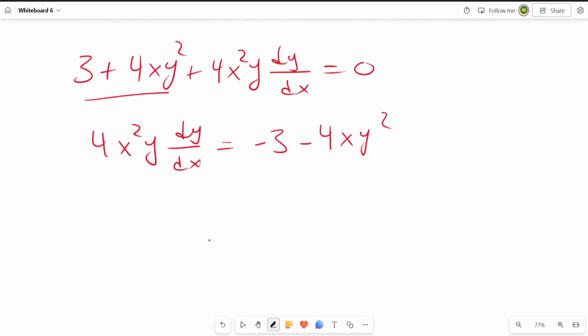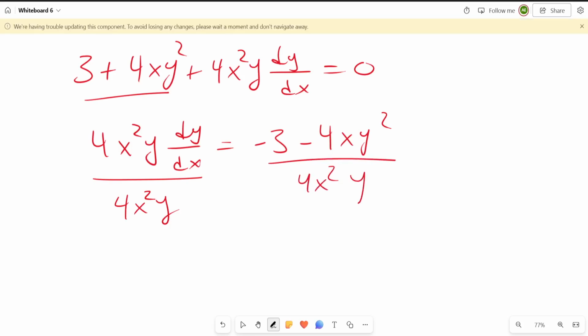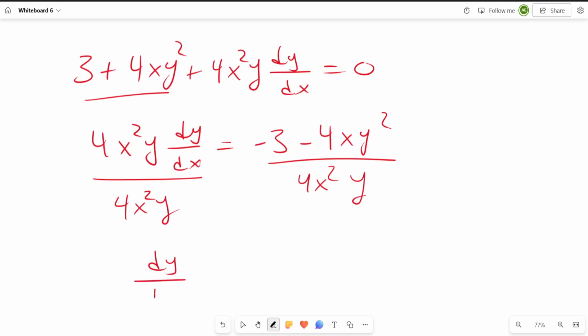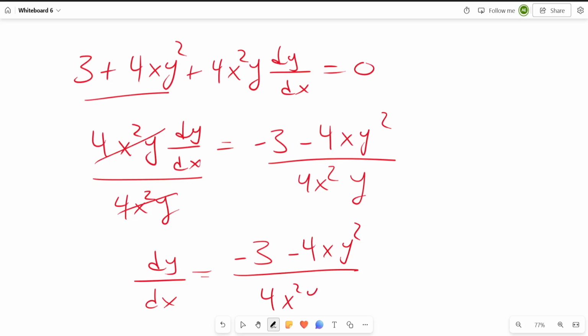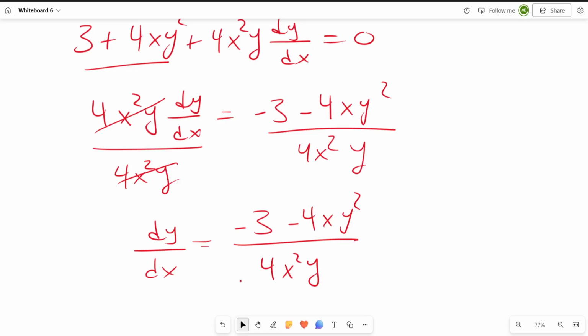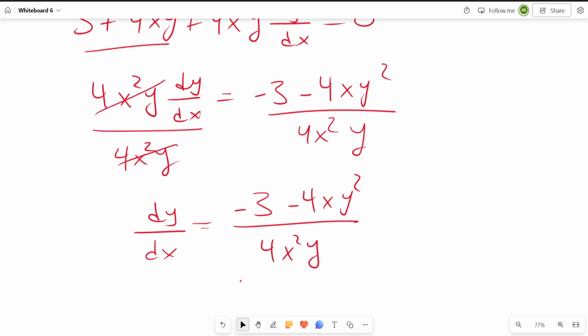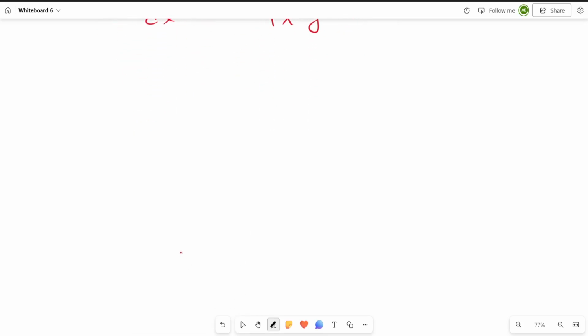I'm going to divide everything by 4x squared y. So dy by dx, these are going to cancel, is going to equal minus 3 minus 4xy squared over 4x squared y. So this is how to find dy by dx. Let's try and solve another question.